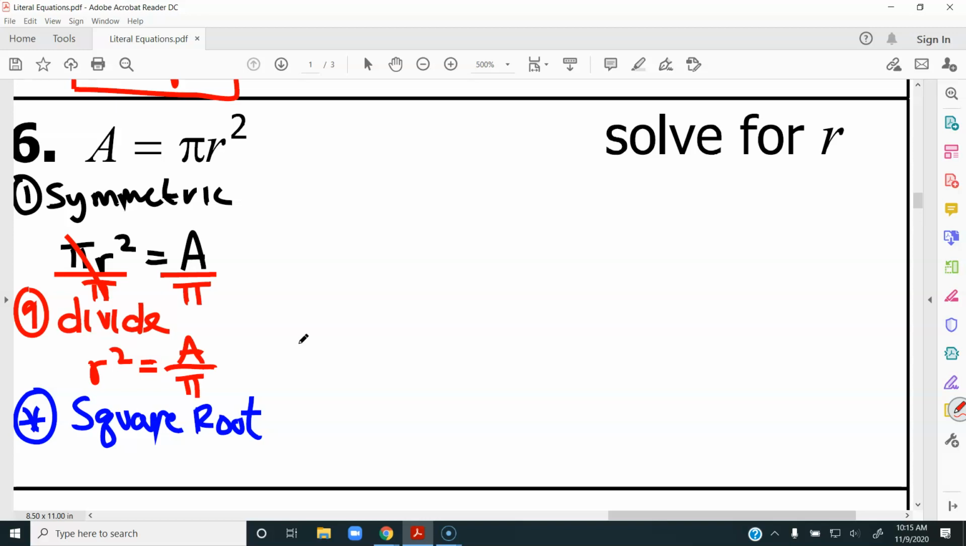Now, where this gets a little bit crazy is to get this 2 out of here, I have to make it a radical. So I'm going to take a square root of that, because that's the only way I can take a 2 out of anything. And so it's going to be r equals the square root of a over pi. Okay, so a little bit tougher of a problem, but very doable. We've done square roots this year.